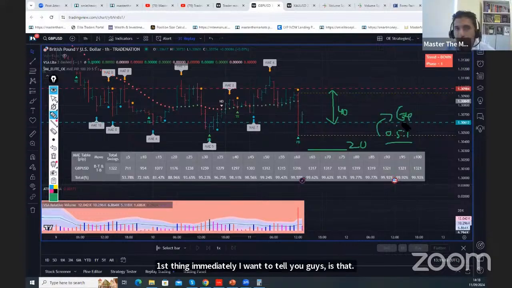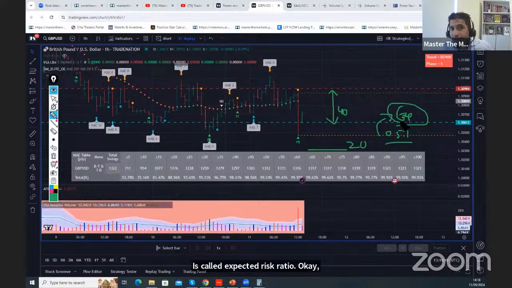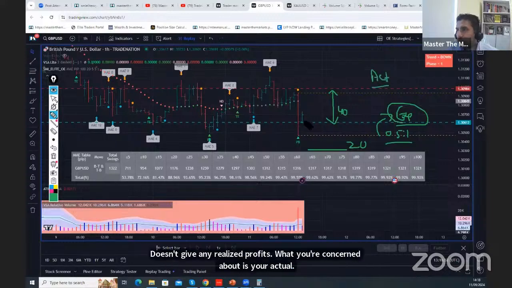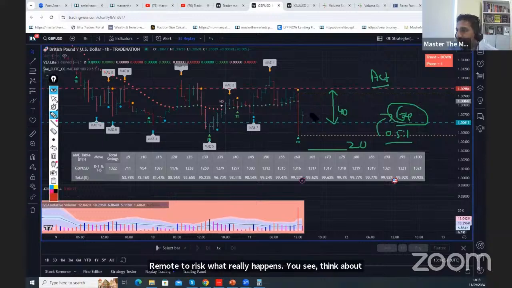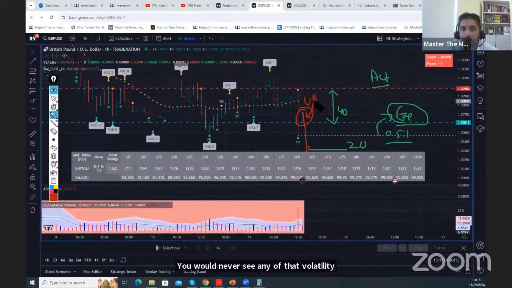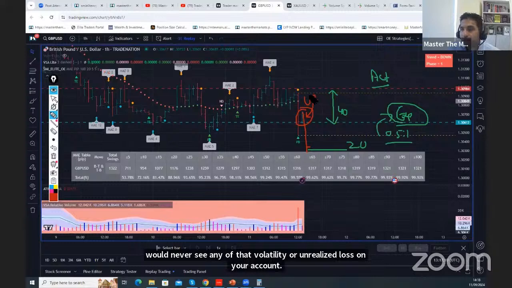Okay, this doesn't put any money into your bank account, right? Doesn't give any realized profits. What you're concerned about is your actual reward to risk. What really happens? Think about this: eventually, after all of this dance or panic that it does to the trader, let's say it comes down and hits your target. You would never see any of that volatility or unrealized loss on your account statement, would you not?